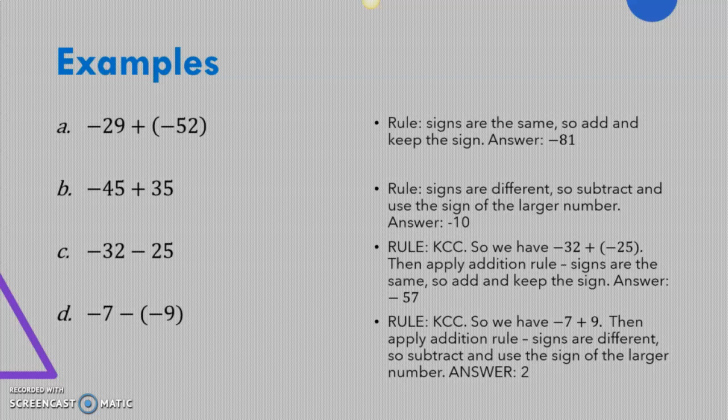Negative 45 plus 35. Here, the signs are different, so we subtract and use the sign of the larger number, ending up with an answer of negative 10.